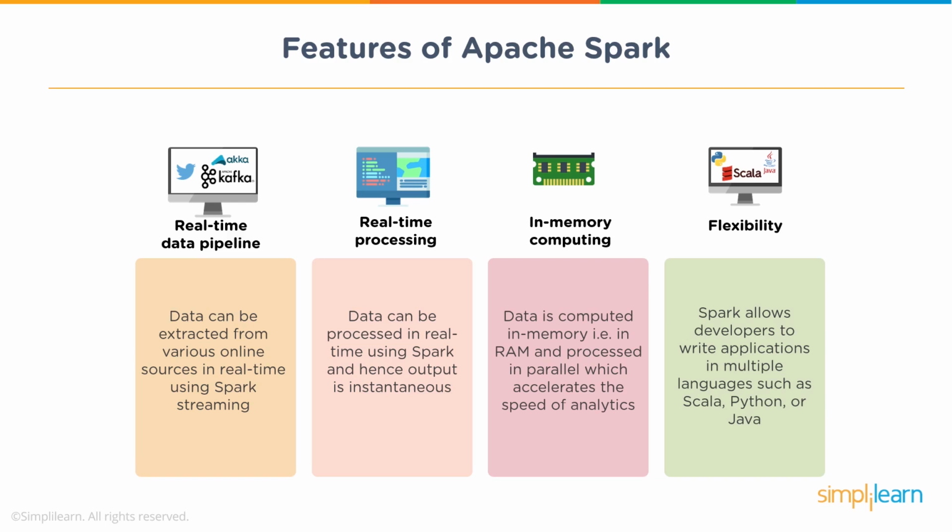One of the other features of Spark which makes it popular is in-memory computing. Data can be computed in memory, that is in RAM, in a distributed fashion, that is across a cluster where each machine's RAM will be contributing to the processing power. So data can be processed in parallel, and this accelerates the speed of analytics or speed of processing. When it comes to flexibility, Spark allows developers to write applications in multiple languages such as Scala, Python, or Java, or even languages such as R.